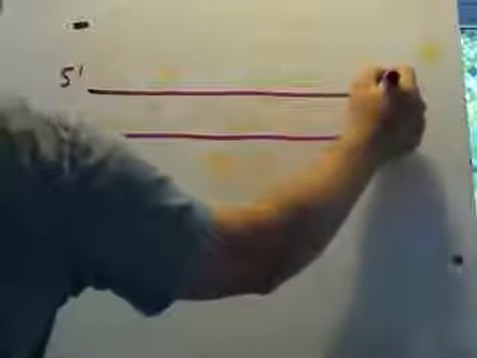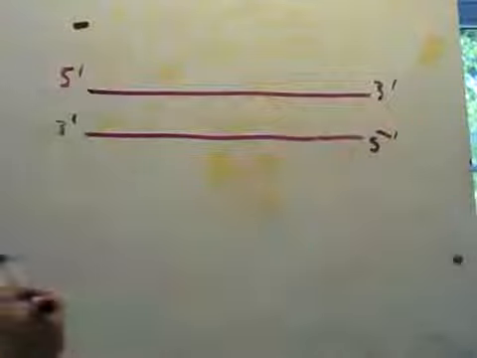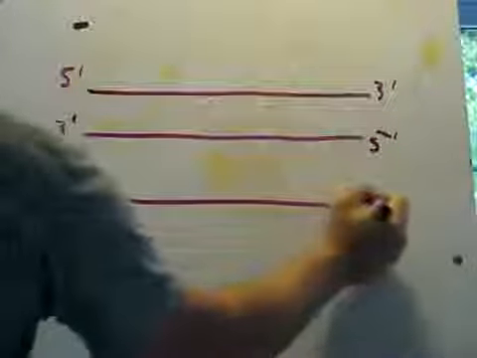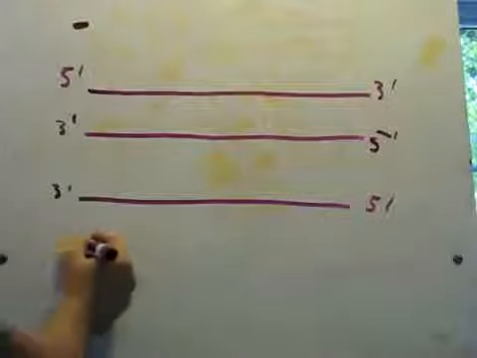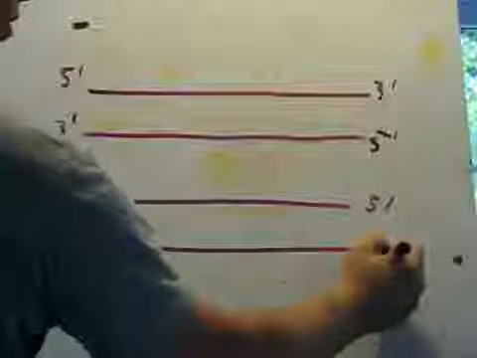5 prime, 3 prime, 3 prime, 5 prime. And just to make things easy, we do a little trick and we put 3 prime on this side here, and 5 prime there, and 5 prime here, and 3 prime here.